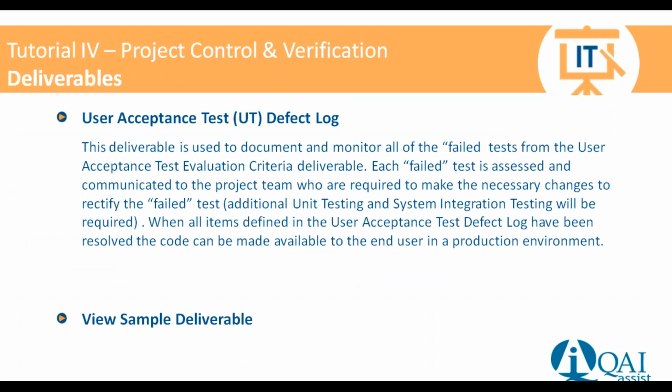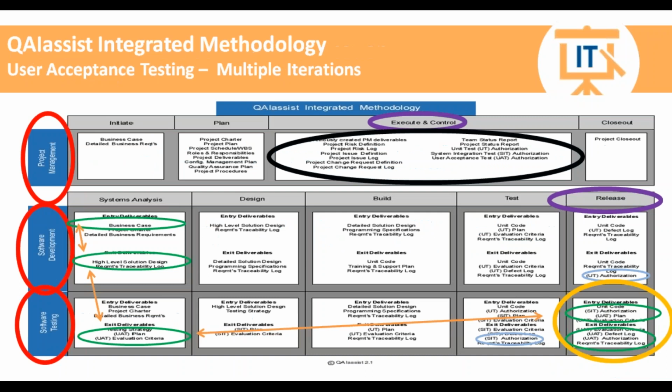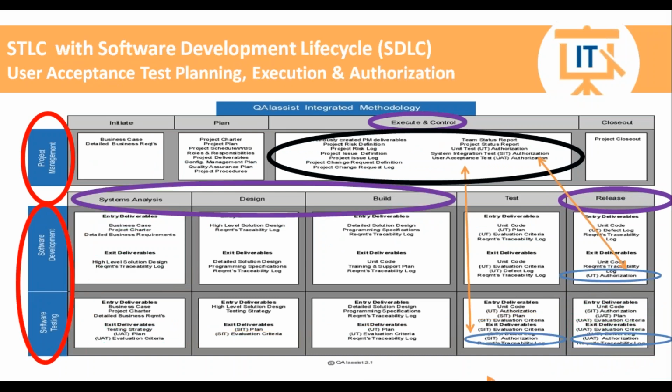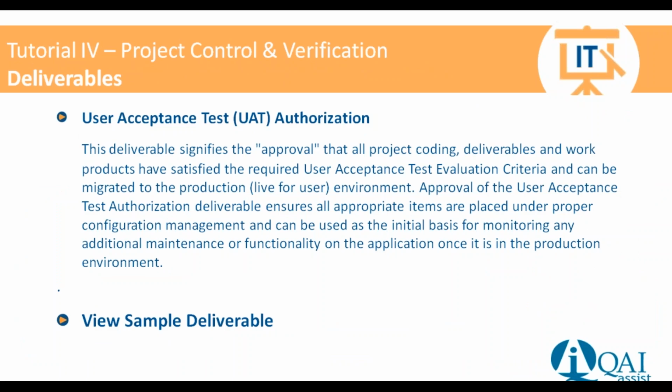And again, much like unit testing and system integration testing, the defect log keeps track of any hiccups from the difference between what we projected to be the expected results in the evaluation criteria and the actual results of doing the testing. And again, there could be several iterations. Once we have it all complete, then we can close our project and user authorization.